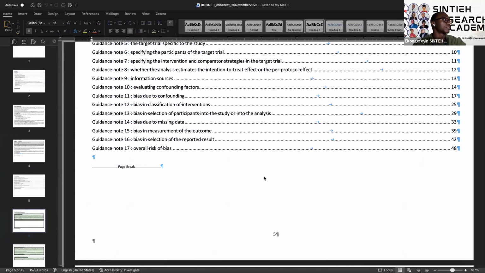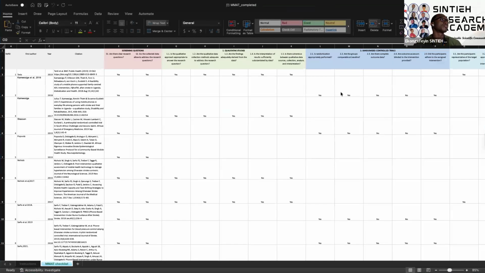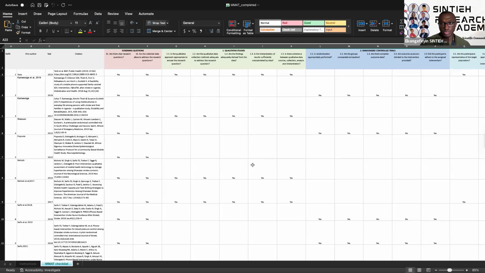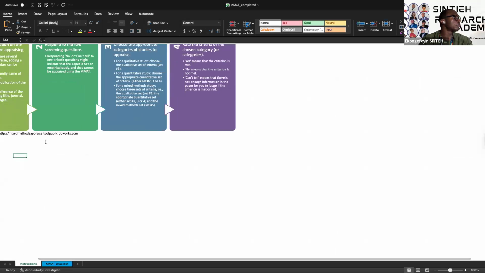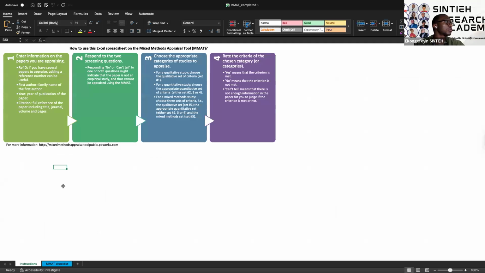And then let's look at the MMAT, the mixed methods tool. The mixed methods tool that I'm going to show you is what I filled for one of my published studies. This is online, so I just downloaded it. The difference between this and the RoB tool is that this allows you to assess studies of various designs. This is just a very brief direction of how to use the tool, but you are going to read on this.